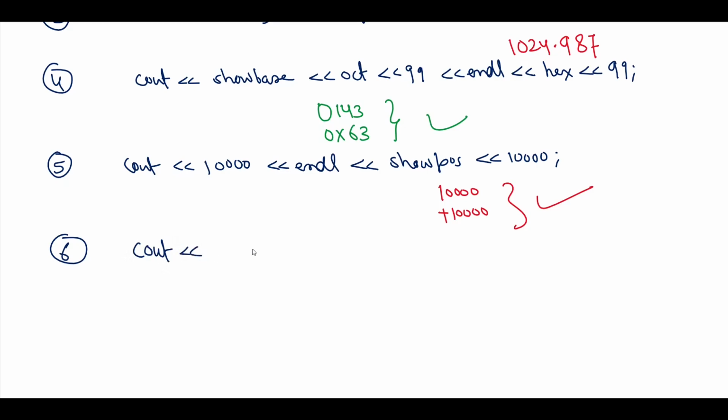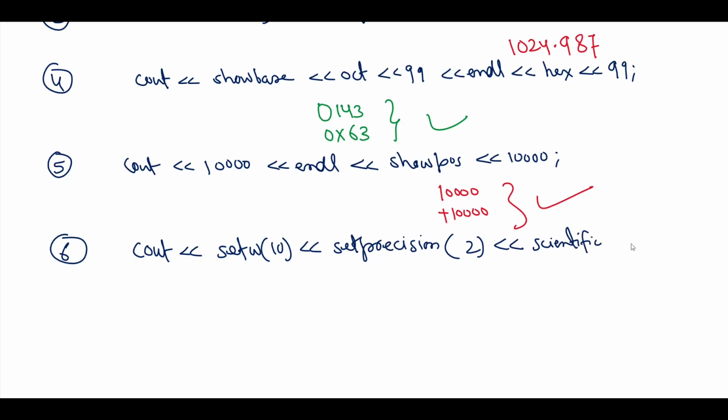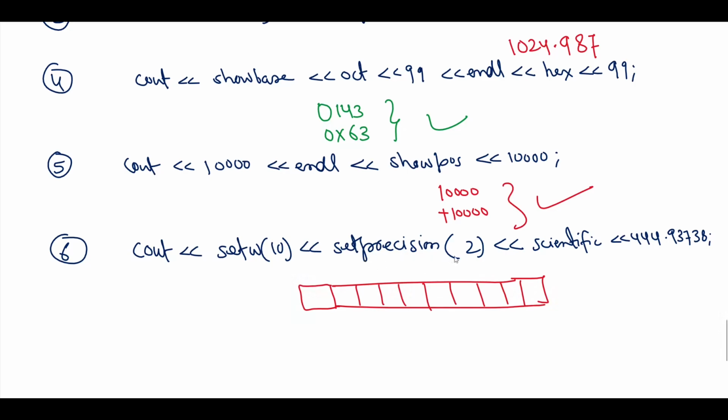Coming to sixth question. Now guess the answer for this. Cout. Here we are setting the width to 10. Then we are setting the precision to 2 and printing the number in scientific format, and the number is 444.93738. Let me tell you if you have guessed the answer till now.